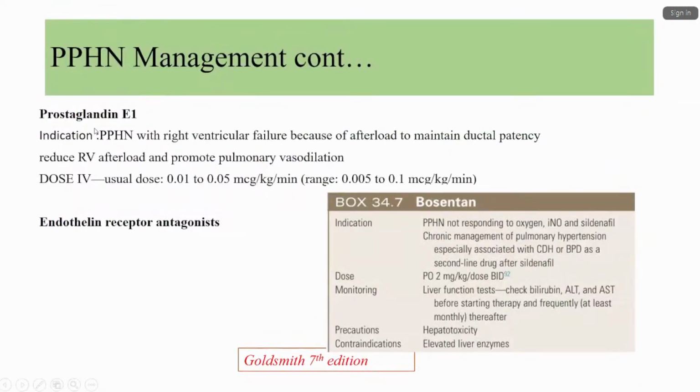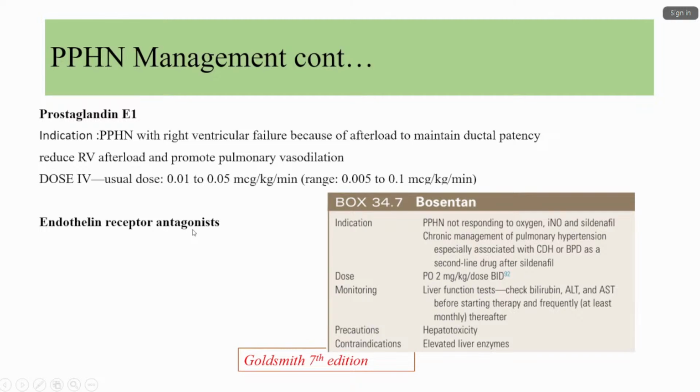The other drug is prostaglandin E1. The indication is PPHN with right ventricular failure because of afterload, to maintain ductal patency, reduce RV afterload, and promote pulmonary vasodilatation. Dose is IV 0.01 to 0.05 microgram per kg per minute.